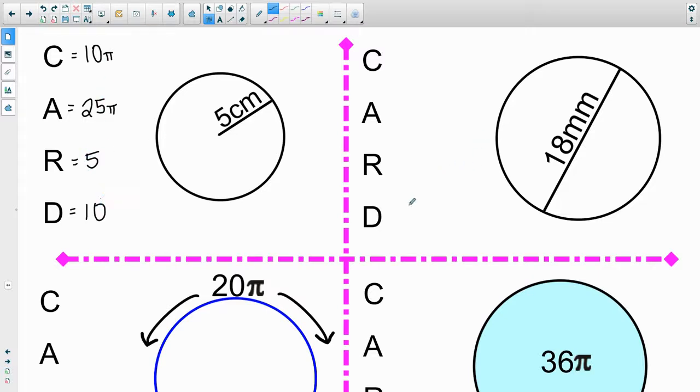Well, here's a problem where they're giving us, obviously, the diameter. Well, if my diameter is 18, I know that my radius is going to be 1/2 of the diameter, which would be 9. I know my circumference is my diameter times pi, 18 pi, and my area is going to be my radius squared, which is 81, times pi.